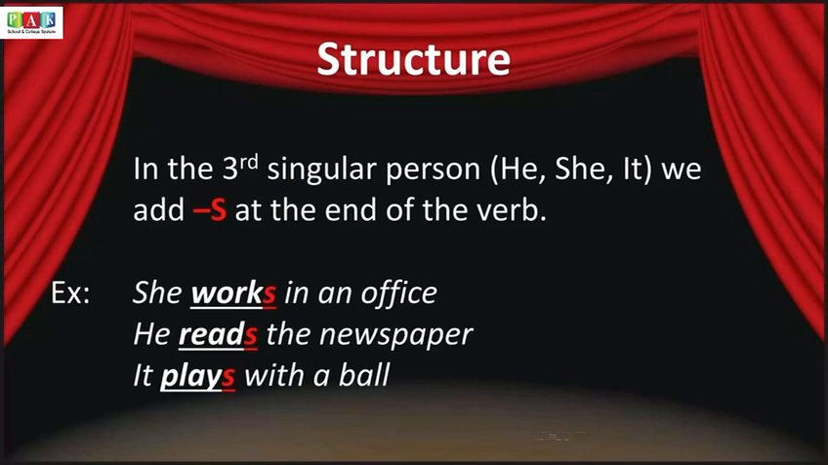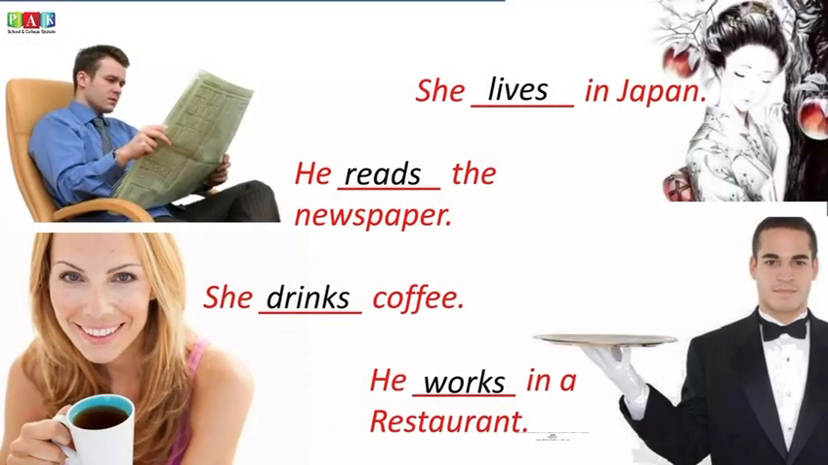For example, I sleep every night. I write letters. They study hard for exams. He reads the newspaper. She lives in Japan. These examples illustrate how the verb form changes based on the subject's person and number.